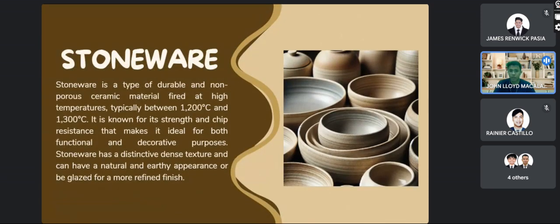The third is the stoneware. Stoneware is a type of durable and non-porous ceramic material fired at high temperatures, typically between 1,200 degrees Celsius and 1,300 degrees Celsius. It is known for its strength and chip resistance that makes it ideal for both functional and decorative purposes. Stoneware has a distinctive, dense texture and can have a natural and earthy appearance or be glazed for a more refined finish. Next slide, please.